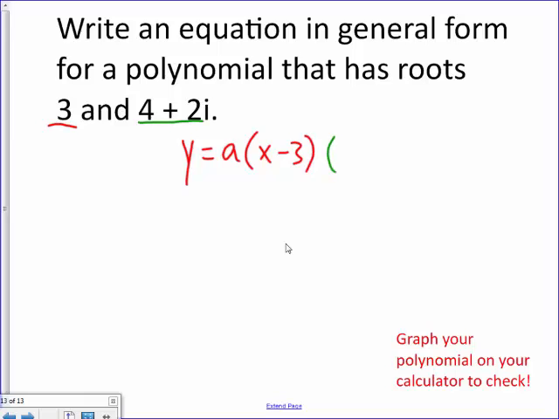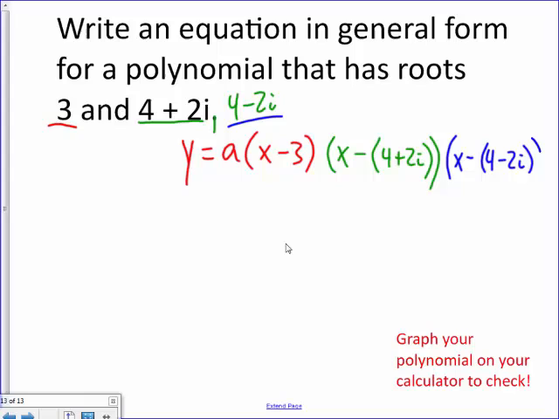Well, 4 plus 2i, how does that work? We always write x minus the root, 4 plus 2i. But I also should have its conjugate as well, so 4 minus 2i. So even though they don't tell you, that's also one of the roots. It's always one of the conjugates. So I'd say x minus 4 minus 2i as well. Okay, in this case, I don't know any other points on there, so I can't even solve for the a. So we're just going to assume that a is 1 in this case.